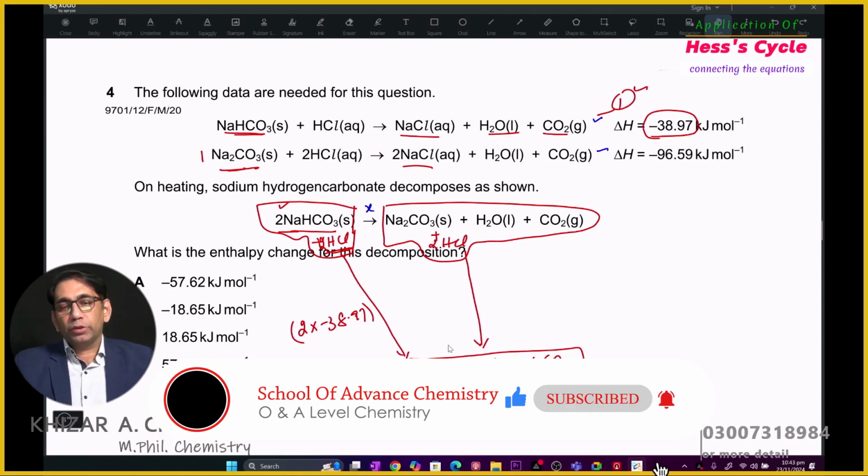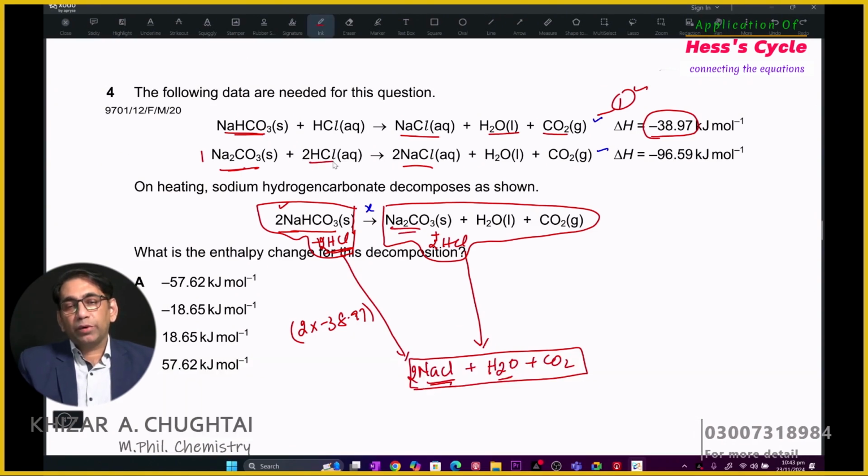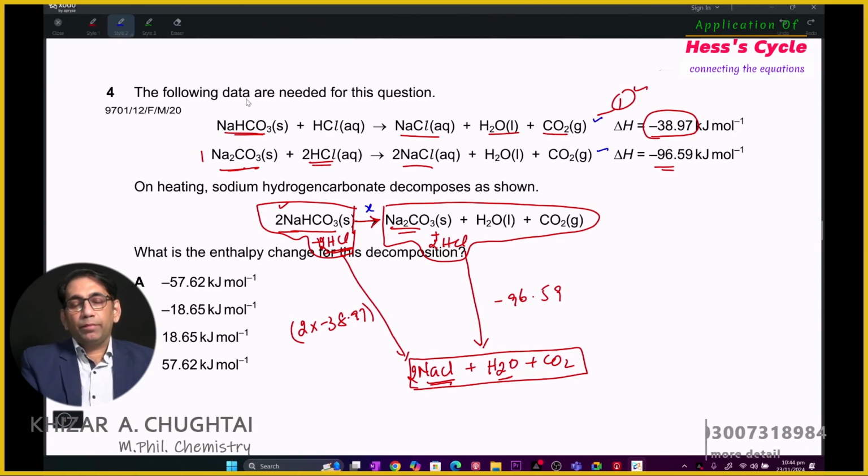Now I'm going to put the answer of the equation. When 1 mole of sodium carbonate is allowed to react with HCl, the answer is minus 96.59 kilojoule. And once again, I'm going to apply the Khizar rule. What is the answer of this x? It must be the resultant vector. So I'm going to flip this vector to find the answer, and its value will also be flipped.